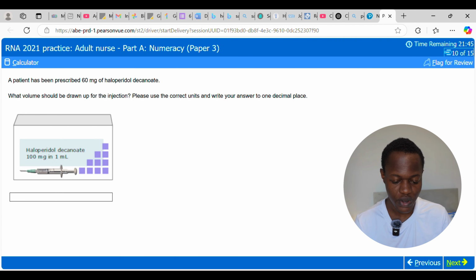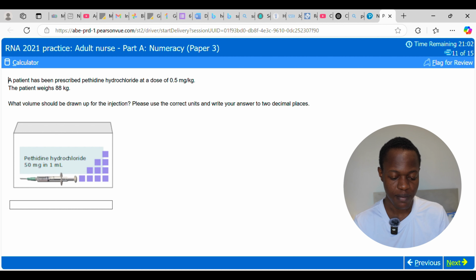A patient has been prescribed 60 mg of haloperidol decanoate. What volume should be drawn up for the injection? So we are to put our answer in 1 decimal place. And all you have to do is to just go ahead and divide 60 by 100 in this kind of situation. So when we do that, we should have something like 0.6 ml.